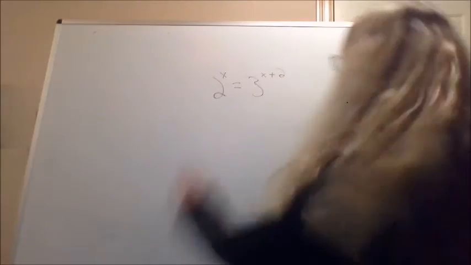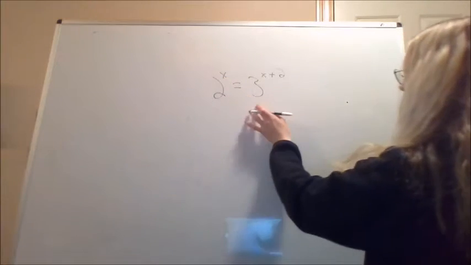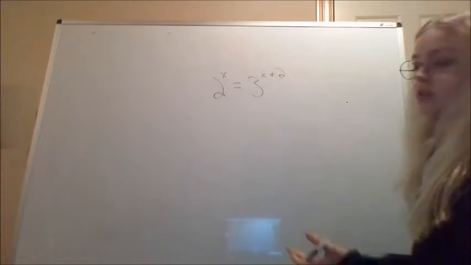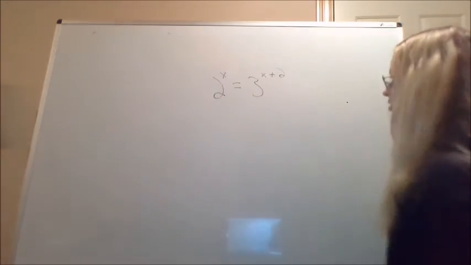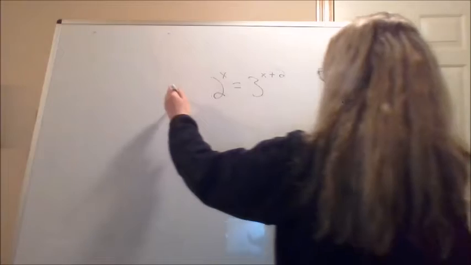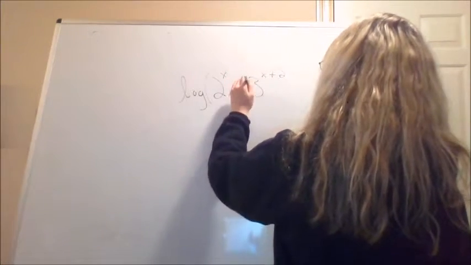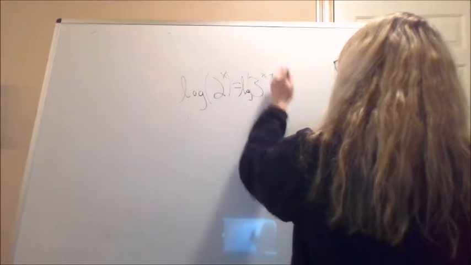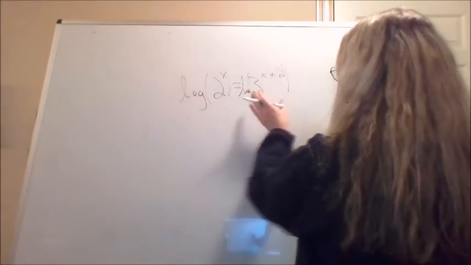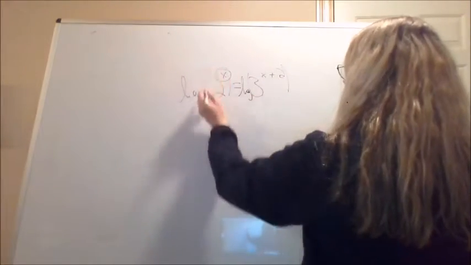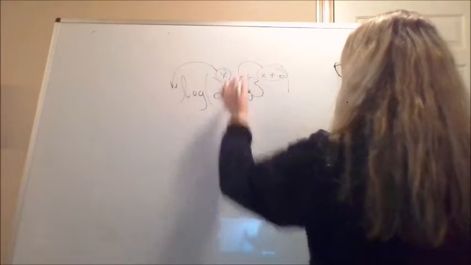Last thing, what happens if you're given a problem like this where we have 2 to the power of x equals 3 to the power of x plus 2? This is kind of tricky to solve because we have different bases here. So how do we solve this? We take the log of both sides. And so what does this give us? Well, if we take the log of both sides, we gain the ability to move the exponents out in front.